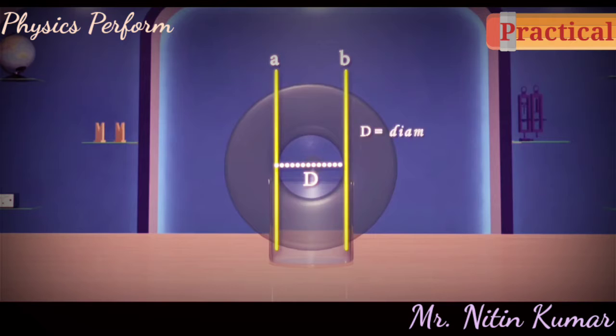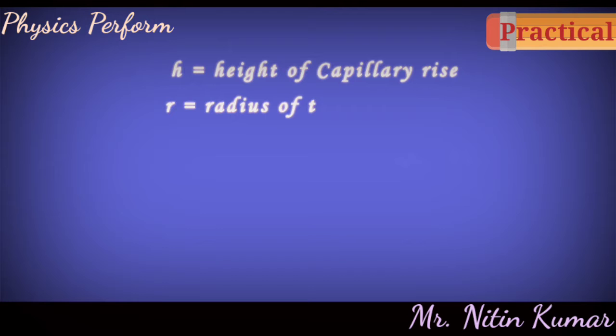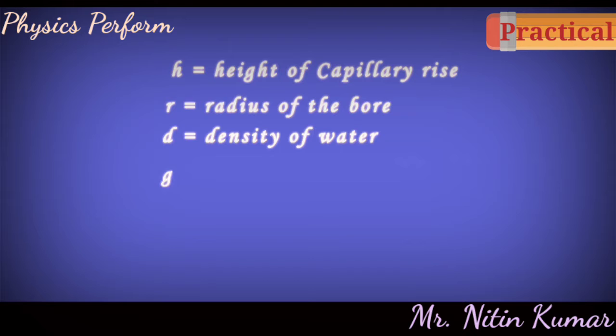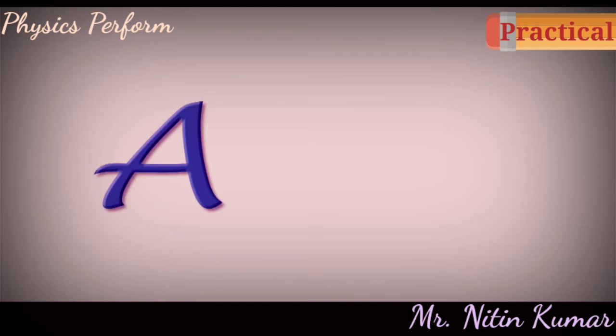Let h be the height of the capillary rise, and d be the diameter of the capillary tube. Half of the diameter gives the radius r of the capillary tube. Knowing h is the height of the capillary rise, r is the radius of the bore, d is the density of the water, g is the acceleration due to gravity, then the surface tension of the water T is given by half into h plus r by 3 into rdg, and its units are dyne per centimeter.